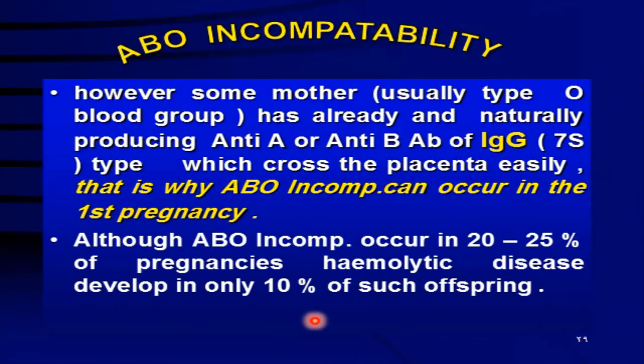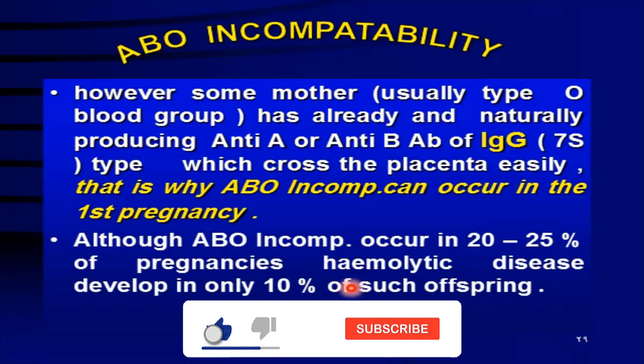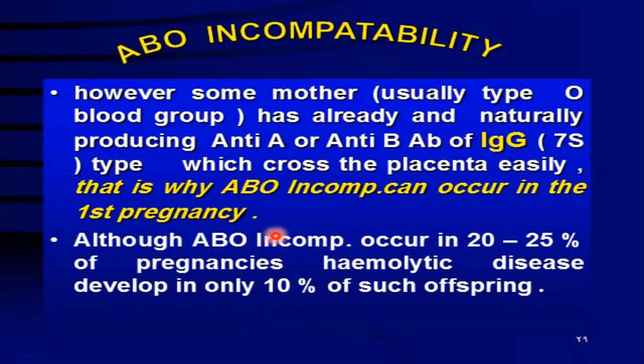However, some mothers, usually blood group O, already naturally produce anti-A or anti-B antibody of IgG type, which crosses the placenta easily. That's why ABO incompatibility can occur in the first pregnancy. Although ABO incompatibility occurs in 20 to 25% of pregnancies, hemolytic disease develops in only 10% of such offspring.